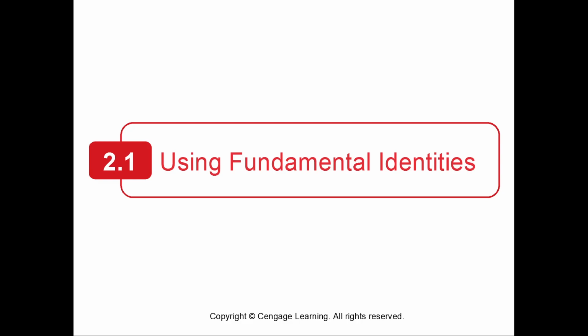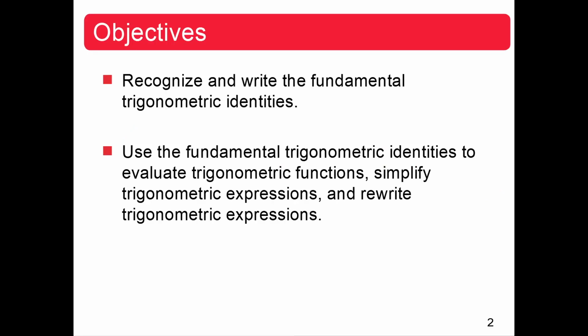So in section 2.1, we have a handful of objectives that we're taking a look at. First, we're going to talk about the previous fundamental trigonometric identities that we've already seen. These include things like the quotient and reciprocal identities, but also some ones that you might have forgotten, things like the cofunction identities and the Pythagorean identities as well. Once we've got those under our belt, we're going to look at using these fundamental trigonometric identities to evaluate certain functions, simplify expressions, and rewrite expressions.